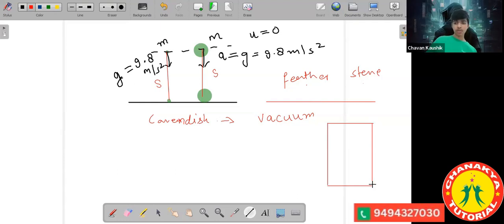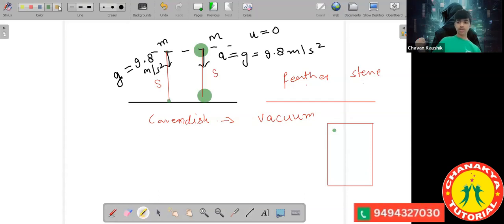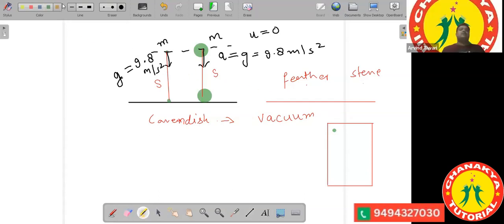But if not in a vacuum, the stone will always drop faster. Yeah, in the vacuum, both will drop in the same time. But outside the vacuum, the stone will always come first. Yeah, outside the vacuum, the stone will always fall faster due to air resistance.